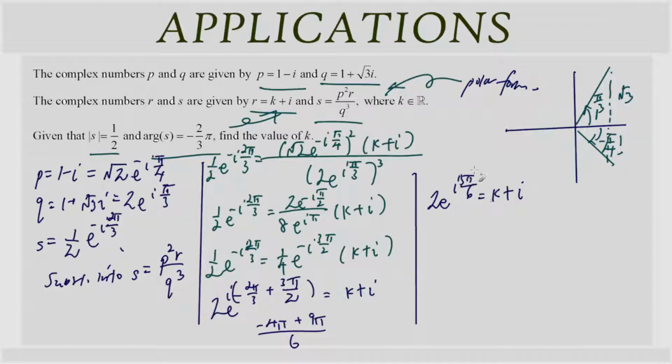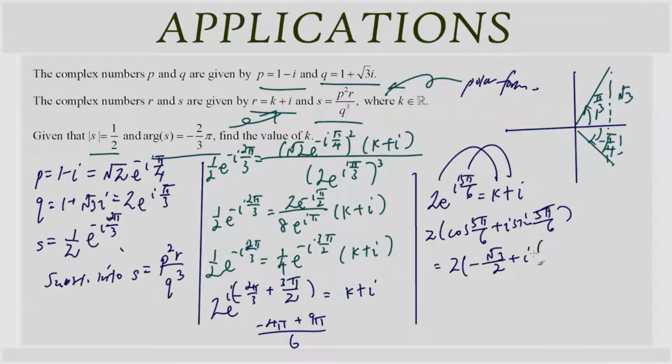Now in order to equate the real and imaginary components, we need to convert back from polar into Cartesian form, and that's 2 times (cosine 5pi over 6 plus i sine 5pi over 6), which is equal to 2 times (negative root 3 over 2 plus i times half), which is equal to negative root 3 plus i, and that's equal to K plus i. Now the way to find out if your answer is correct is to equate the imaginary part. Now equating the real parts, we have K equal to negative root 3.